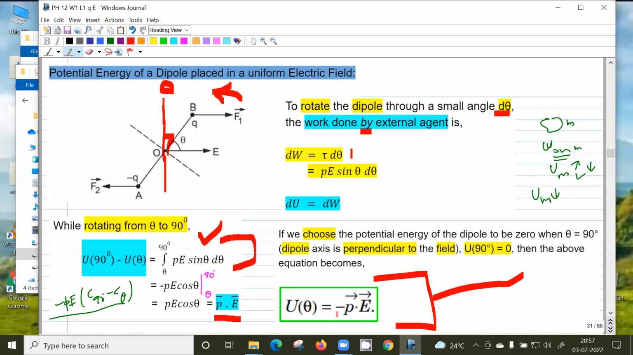Why, sir, have you included that minus sign in the final expression? Because U at 90 degrees is 0. I'm taking 90 degrees as the reference, where the potential energy is 0. So this minus sign will come here.